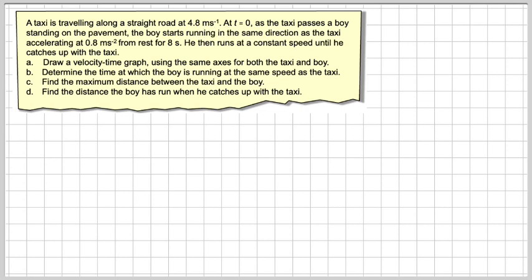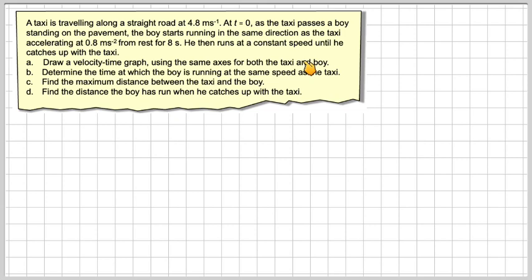A taxi is travelling along a straight road at 4.8 meters per second. At t equals 0, the taxi passes a boy standing on the pavement. The boy starts running in the same direction as the taxi, accelerating at 0.8 meters per second squared from rest for 8 seconds. He then runs at a constant speed until he catches up with the taxi.